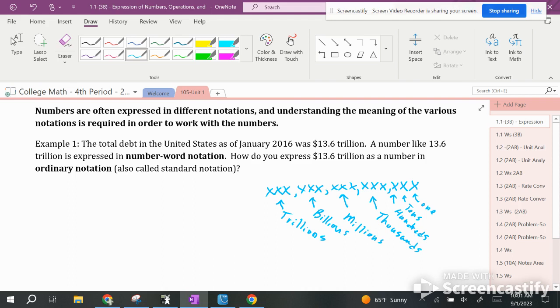So we have to draw 12 zeros, well, actually not 12, 11, because we've got that 0.6. So we're going to go 13, comma, 600 billion, and then 0, 0, 0, 0. So this was billion, million. Now I'm on thousands, right? And then my ones.